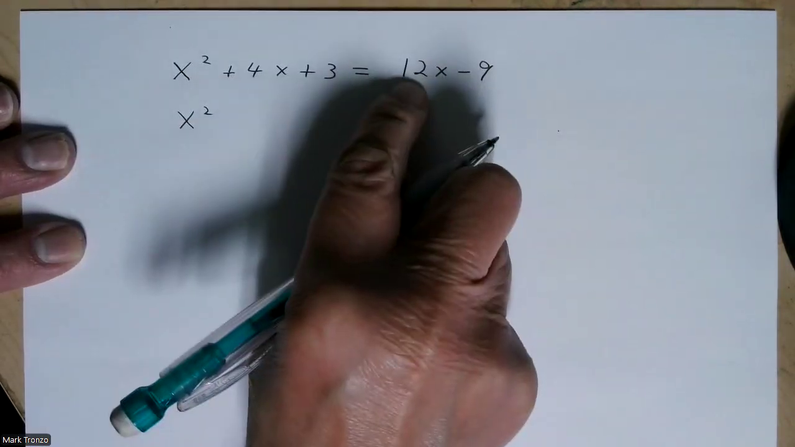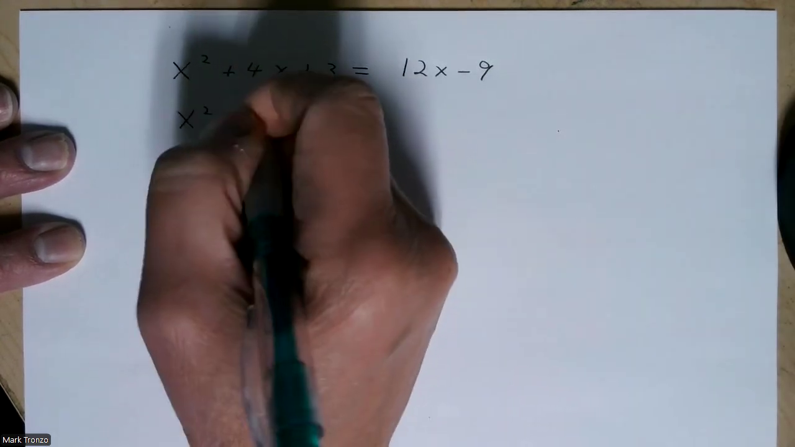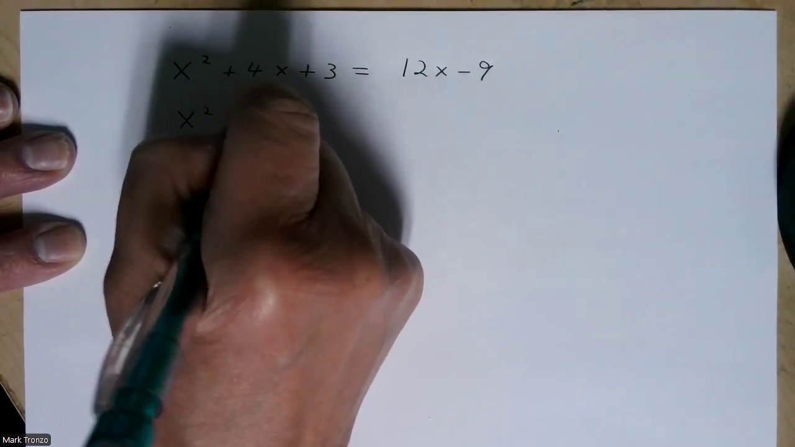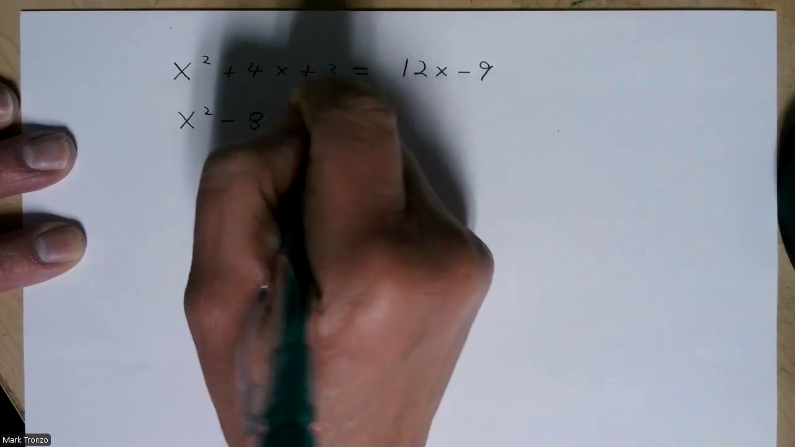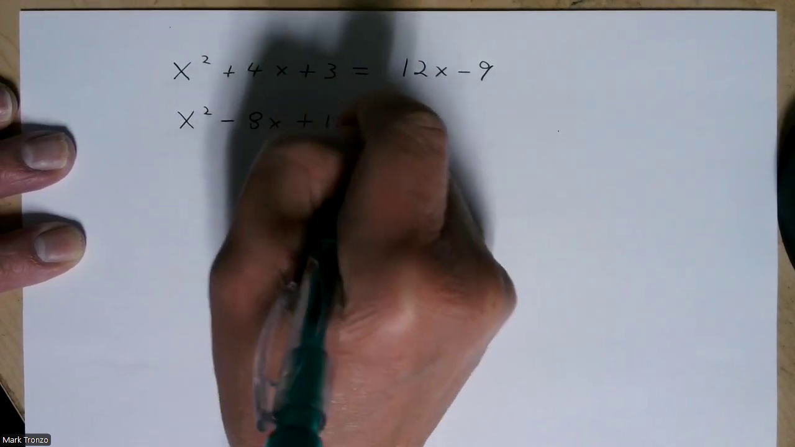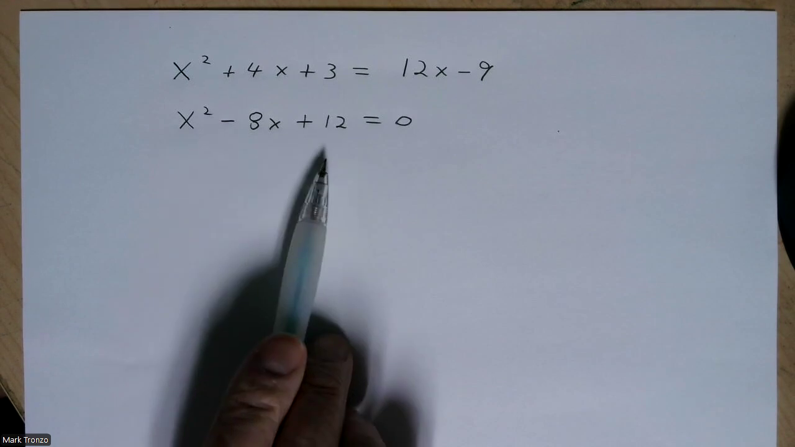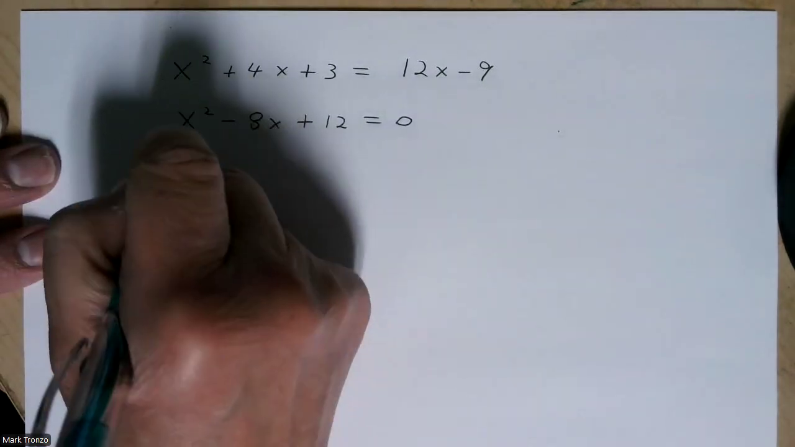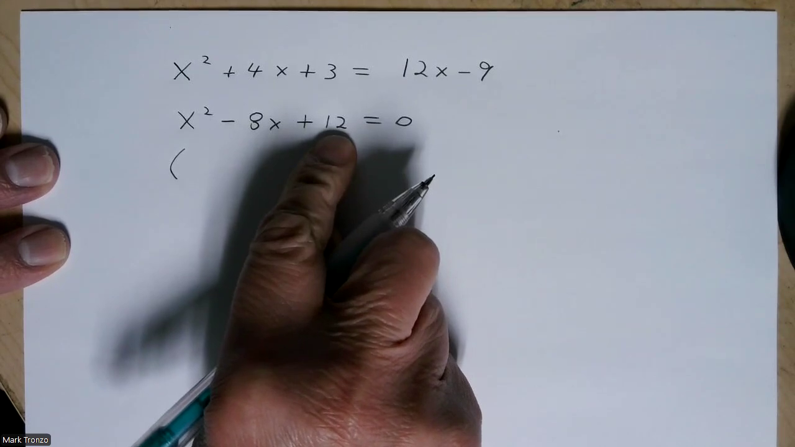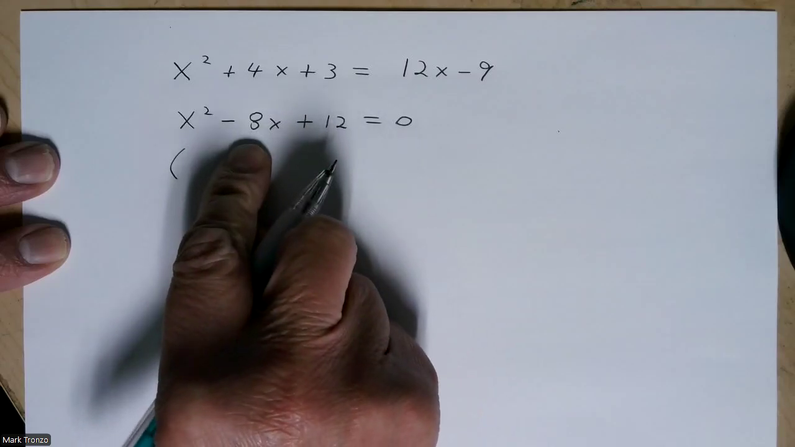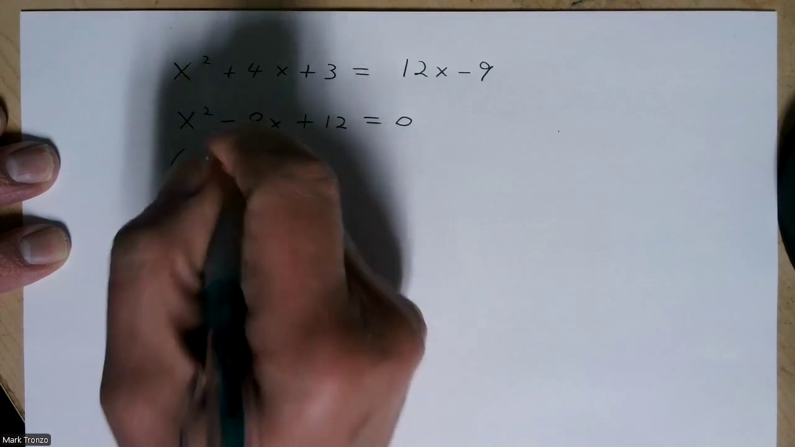The x squared, bring this over here. That's going to end up giving us a negative 8x. Bring this over. Plus 12 is 0. So now we can solve this. We can either use the quadratic formula or we can try to factor. If we try to factor, two numbers that multiply to give us 12, but add to give us minus 8, are going to be minus 2 and minus 6.